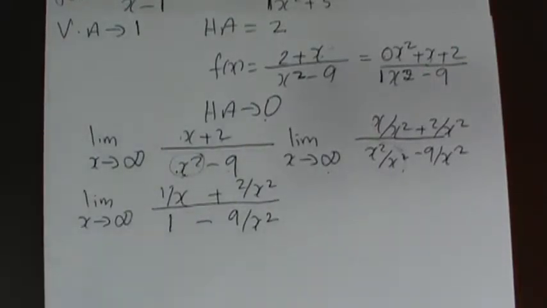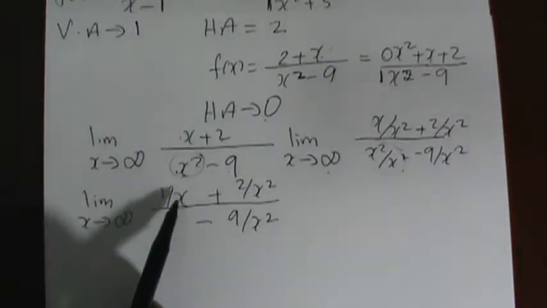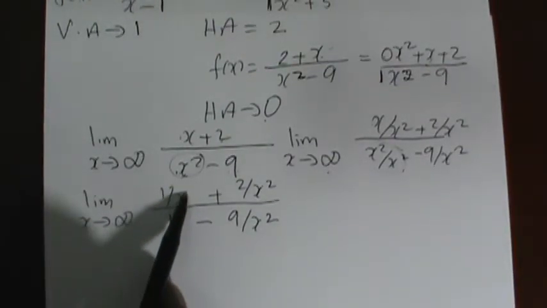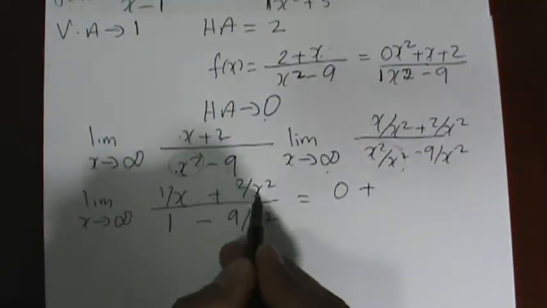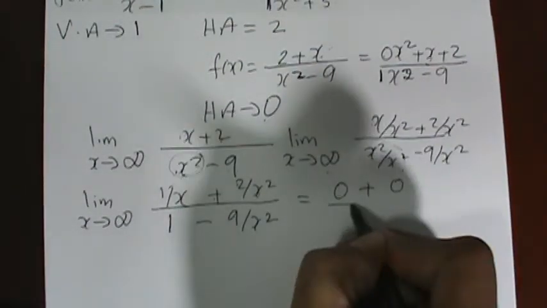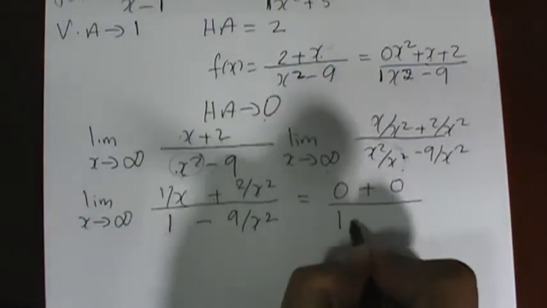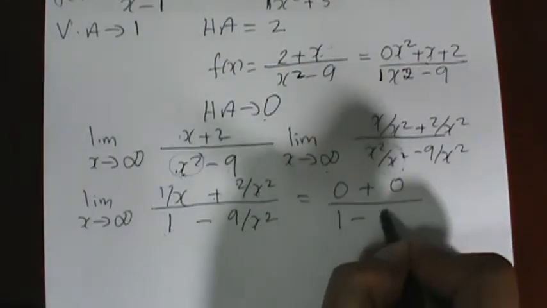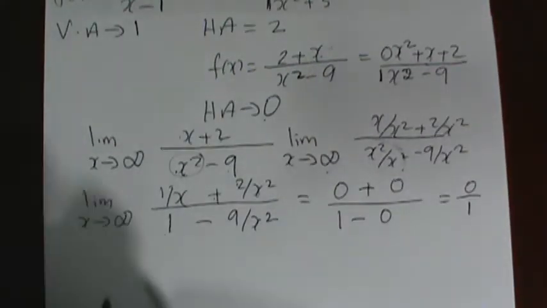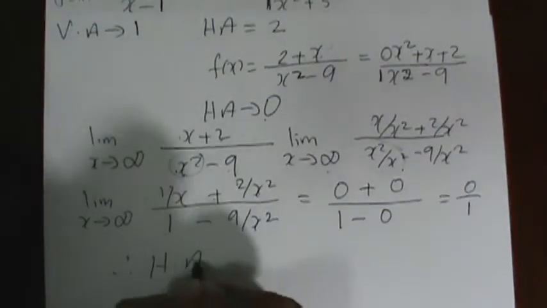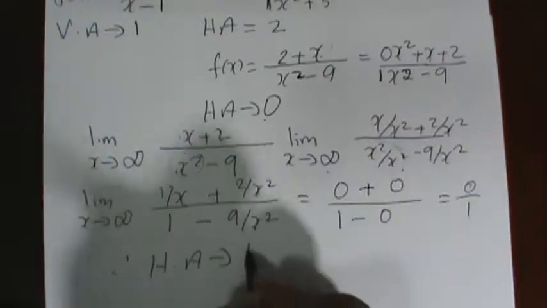Now we're ready to substitute for x infinity in order to evaluate and find our horizontal asymptote. So we have 1 over x. When you substitute for x infinity, it will approach 0. Plus 2 over infinity, also it approaches 0. 1 here, subtract 9 over infinity will be 0. So on top we have 0, and in the bottom we have 1. So you can see that the horizontal asymptote is 0 divided by 1, which is 0.